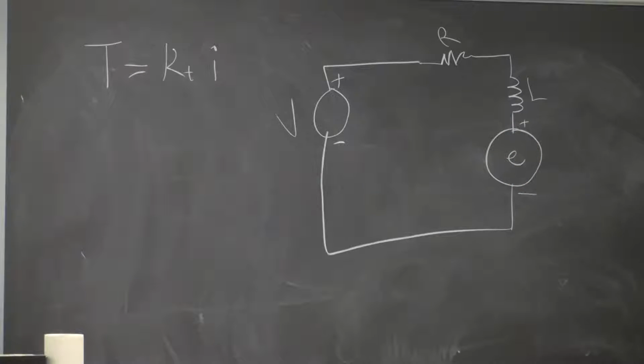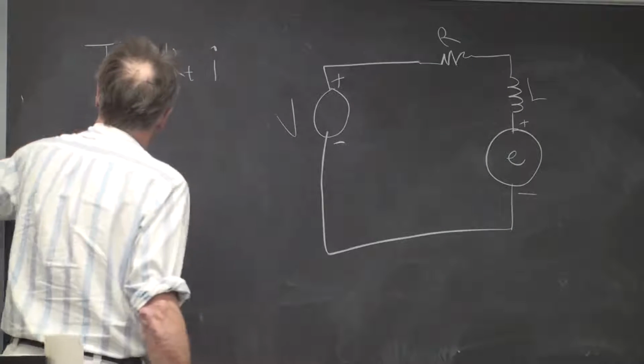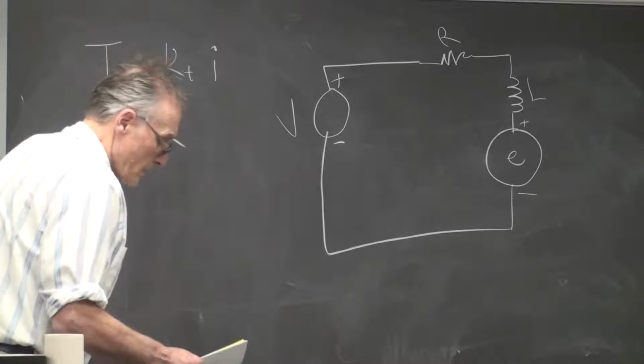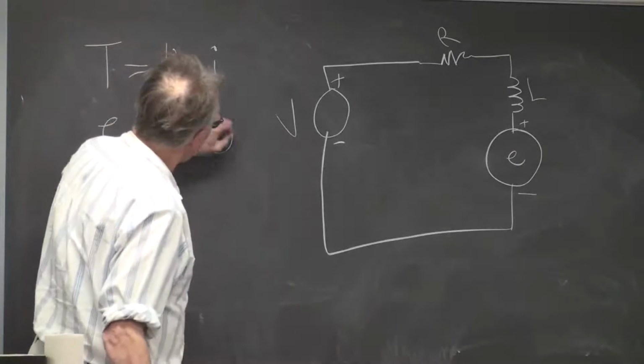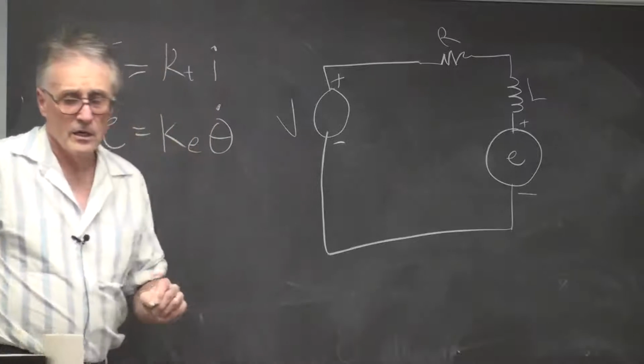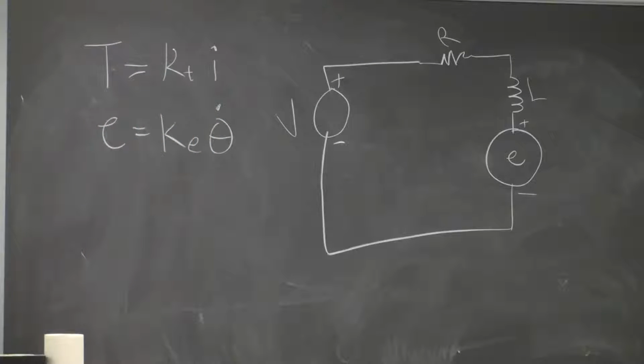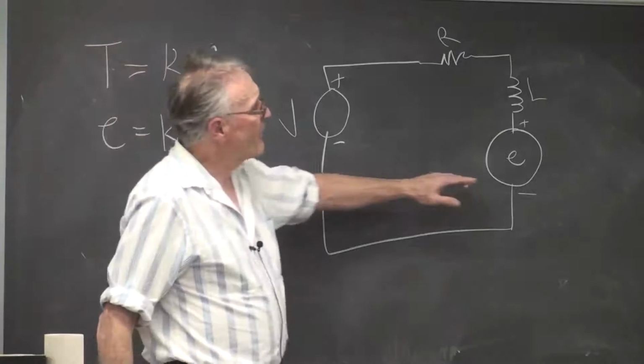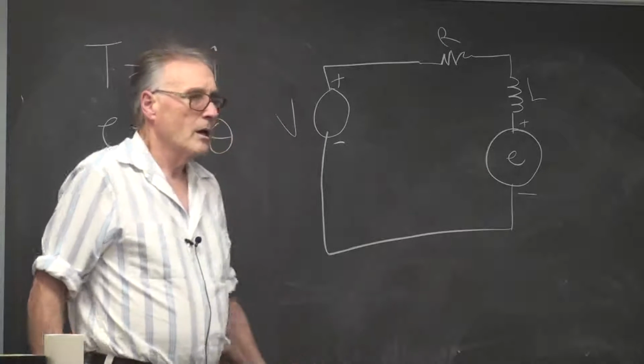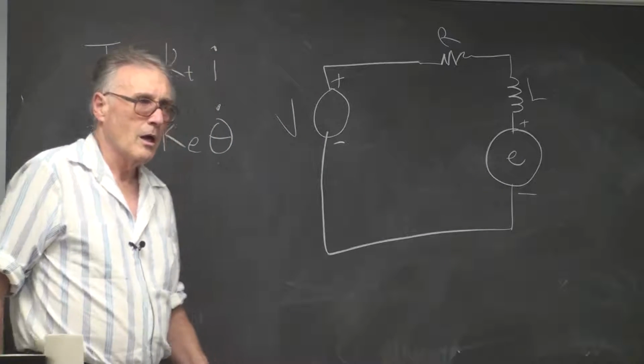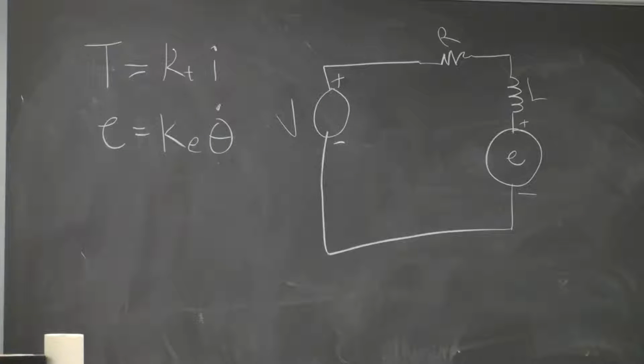which is going to be given by a K_E times the rate of change of the angular position of the motor, the speed of the motor. So the faster the motor is going, the higher the back EMF. So we need to solve this.